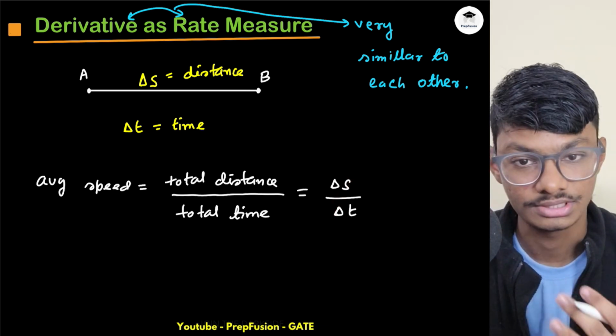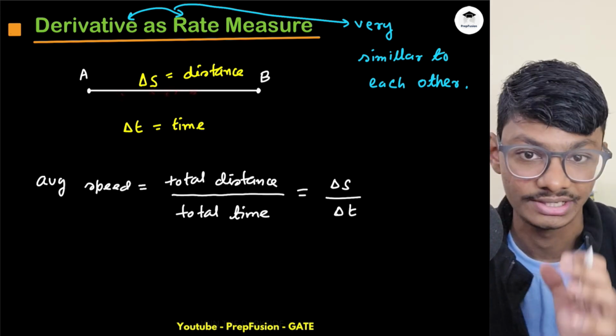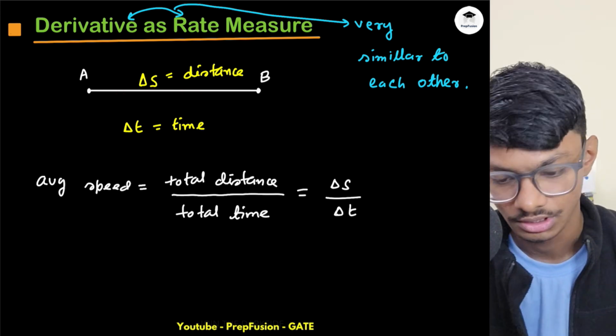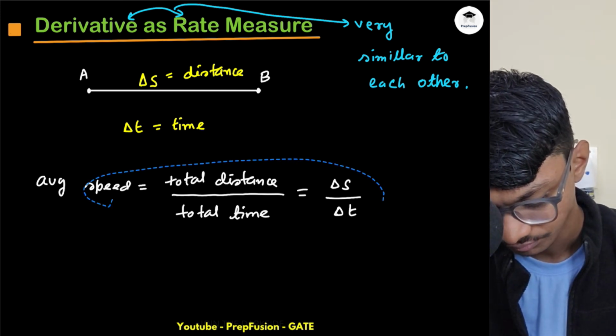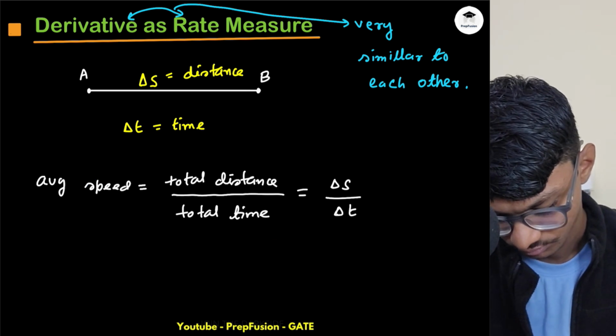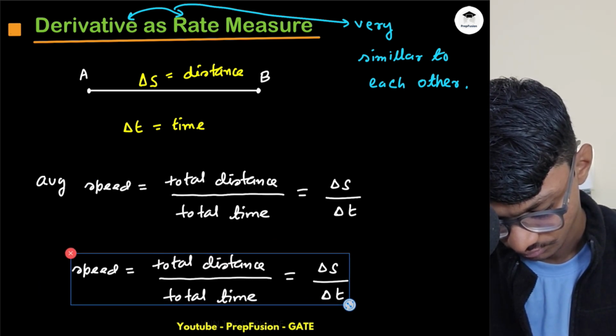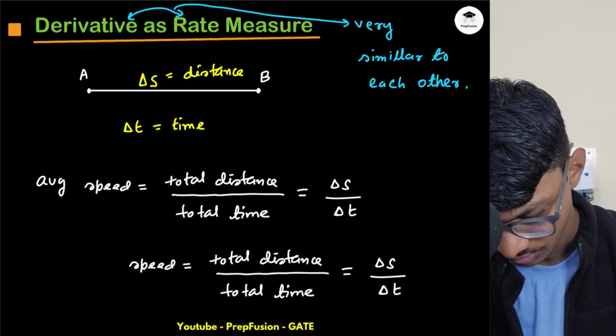Now let's compute the instantaneous speed. At each point, what can be the speed at that particular point? How do we compute that? So basically copy this again. Now this will be instantaneous speed. This will be average.